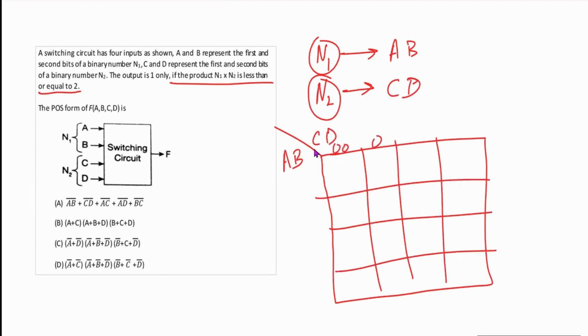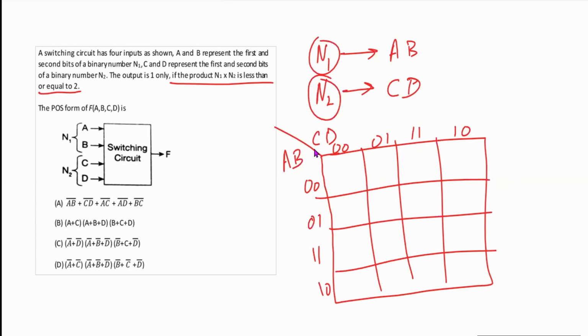This is 0 0 0 1 1 1 1 0 0 0 0 1 1 1 1 0. Okay, so now here the thing is the product of n1 and n2 should be less than or equal to 2, which means the product can be 0, 1 or 2.